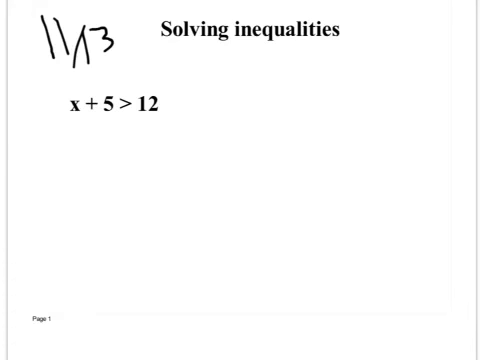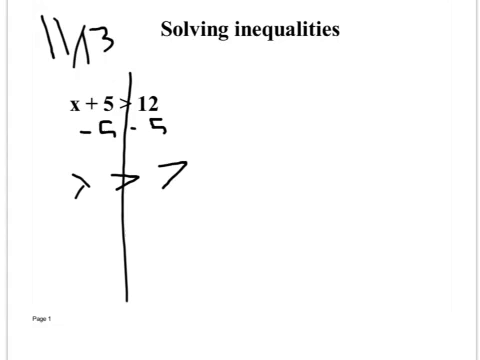Solving inequalities. X plus 5 is greater than 12. What we do, we treat this just like there's an equal sign here. Okay? Just like there's an equal sign. So we subtract 5 from both sides. That gives me X is greater than 7.